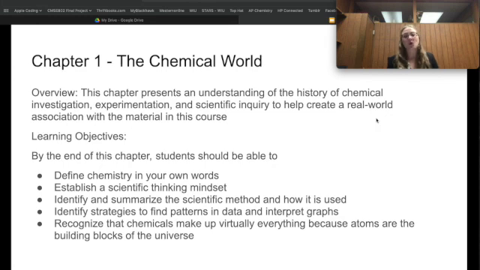And we'll also learn how to identify a few patterns and strategies when we're interpreting graphs. And we'll talk just a little bit about chemicals and atoms and things like that too, getting into the nitty-gritty of actual chemistry rather than a broader spectrum of science. So let's get into it.